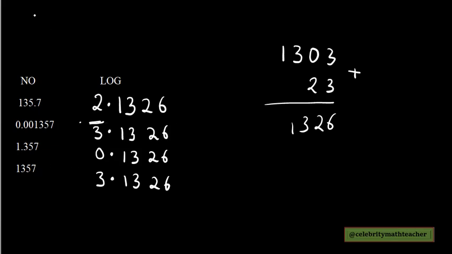But note one thing, okay? Note one thing, that whenever a number starts with 0, okay, 0 point something, the characteristic is always bar 3. Okay, so take note of that. That's what we're doing in these problems here.